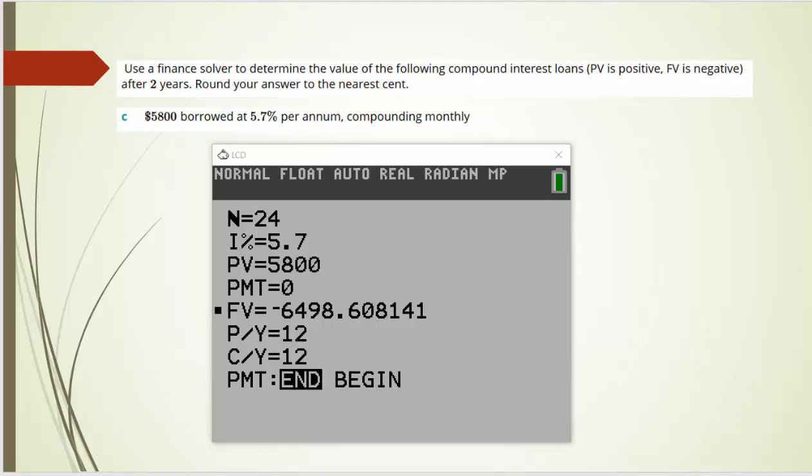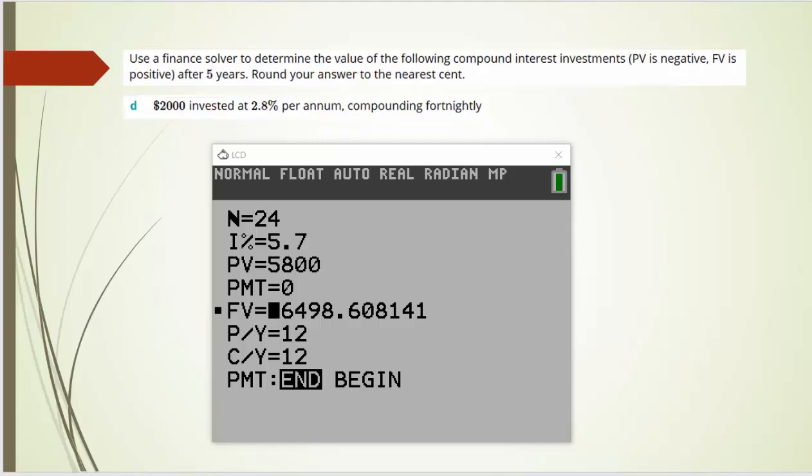But don't write that down. Write down the value, or the size of the loan after 2 years is $6,498.61. This is question 2D. Use a finance solver to determine the value of the following compound interest investment. This is money out of your pocket into the bank, remember, because it's an investment or a savings. And we want to know how much the money will be worth after 5 years. Again, we're not putting anything else in or taking anything else out.